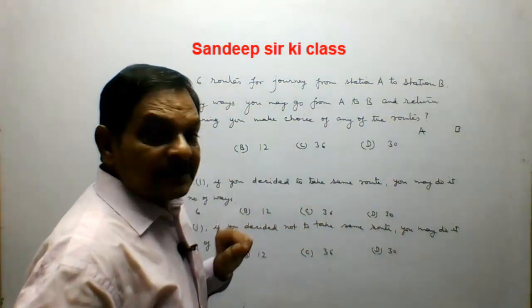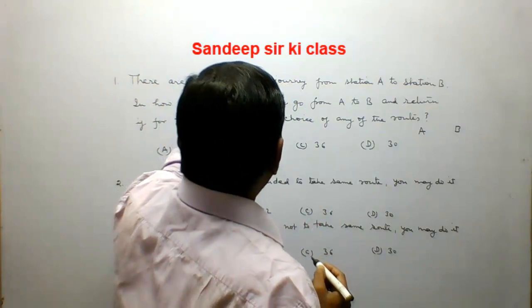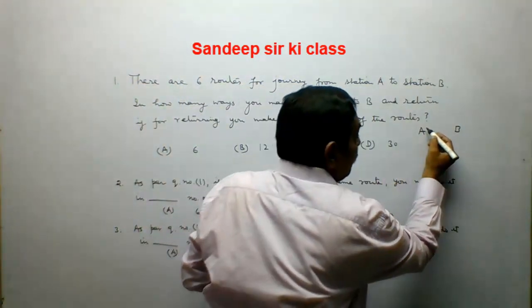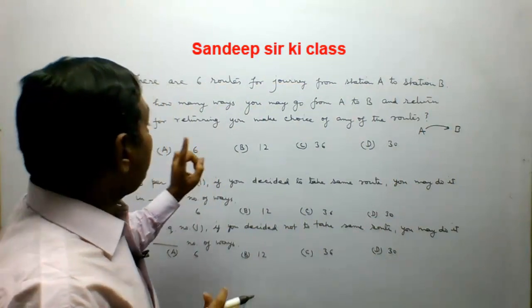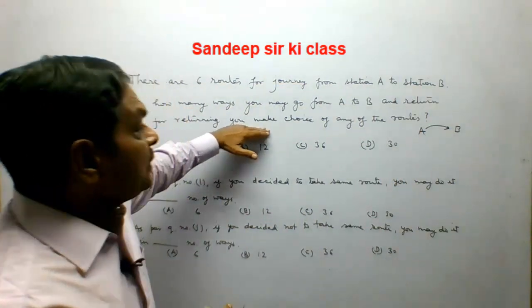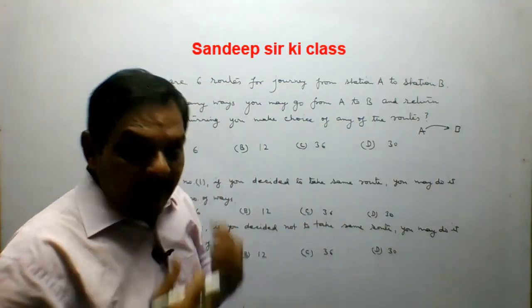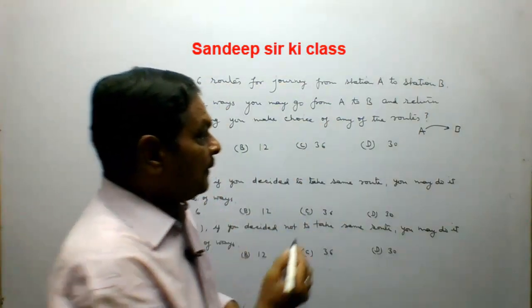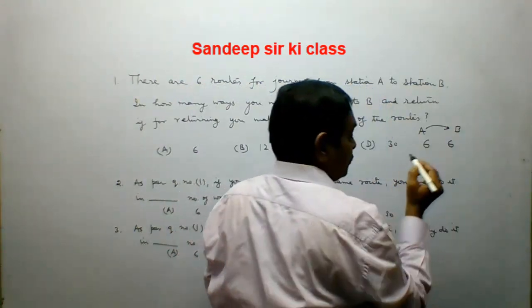Now, A and B, these are 2 stations. Now, a person may go 6 routes from A to B. From A to B, we have 6 routes. And for returning, you may choose any of the routes. Means for coming back also we have 6 routes. For going we have 6 routes, and for returning we have 6 routes.